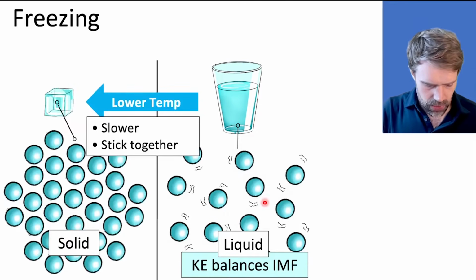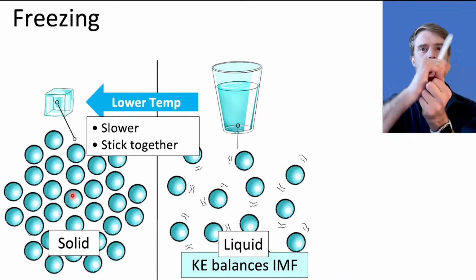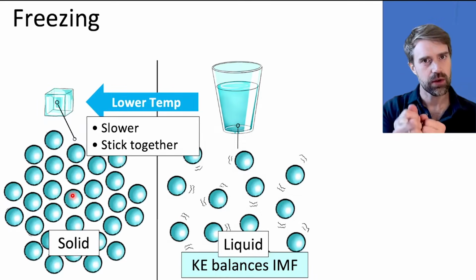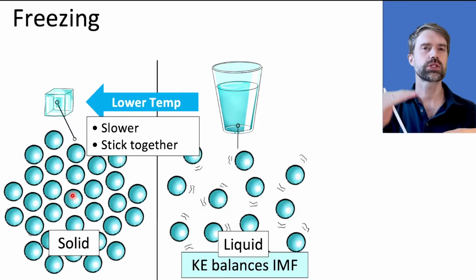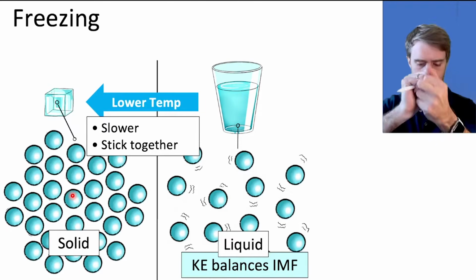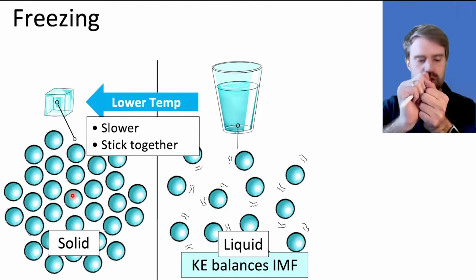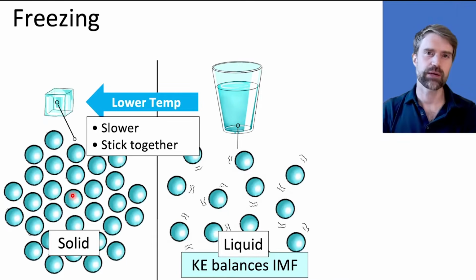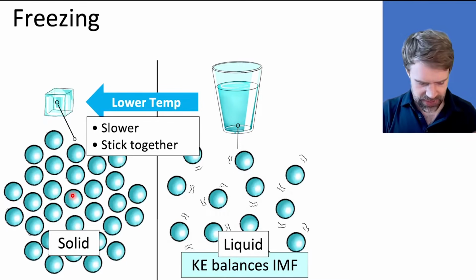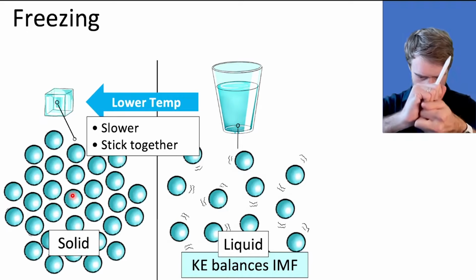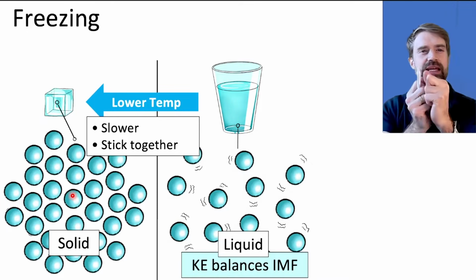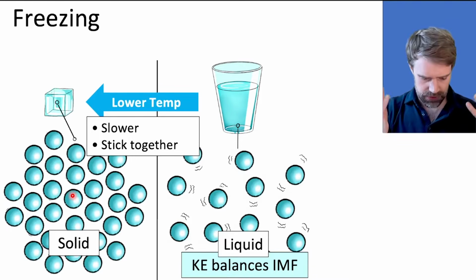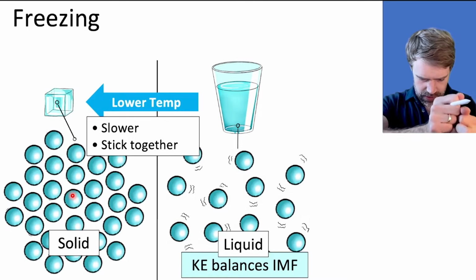If we lower the temperature of water, the particles slow down. Remember, hotter faster, so colder slower. Their kinetic energy goes down, and they don't move as much. Lower temperature, slower movement. And eventually, as the particles slow down, the attractive forces kick in, and the particles start to stick together really closely.